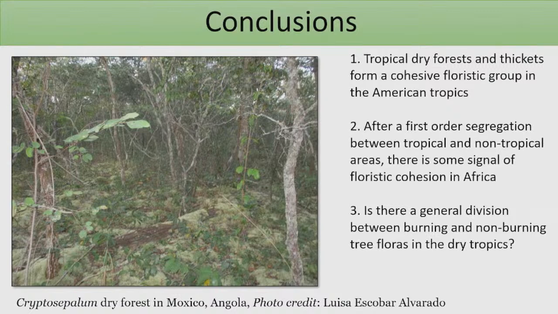Tropical dry forests and thickets in the Americas form this nice cohesive floristic group that correlates with ecosystem function. When we try to pull together similar databases for Africa, after a first-order segregation between tropical and non-tropical, there is some signal of floristic cohesion in Africa, but I did some deeper digging after I submitted the talk, because we had to submit the talk in advance, and I'm less confident on this now. It's still a work in progress. So is there a general division between burning and non-burning tree floras in the dry tropics? The answer is, I don't know yet. I'm still working on it. So thanks a lot for your time.